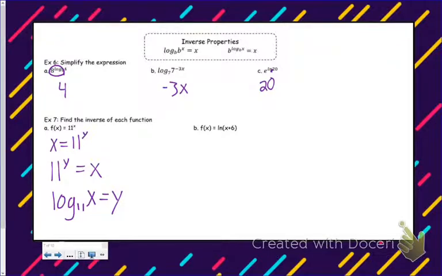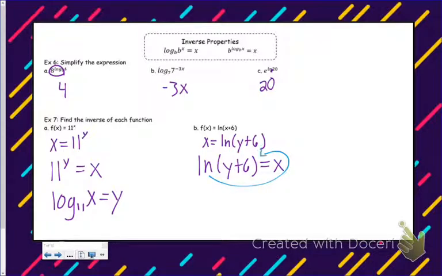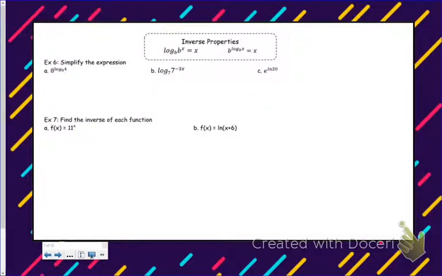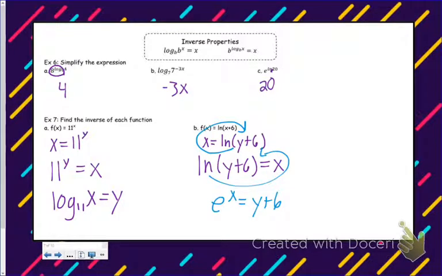Same thing on b. Rewrite it, switch your x and y's. So x equals the natural log of y plus 6. Okay. Again, I'm going to switch it because I just think it's a little easier to write it when what's by itself is on the right. So e to the x is equal to y plus 6. Now again, you don't have to switch it on that step. I just think it's a little easier so that we don't get confused. Okay, but if you don't, just remember you would need to go in the opposite direction if you didn't rewrite it.